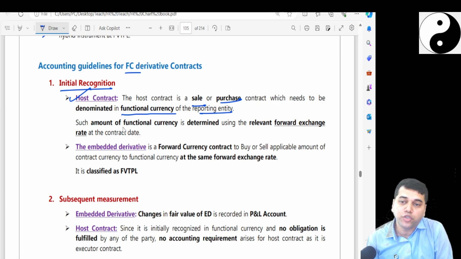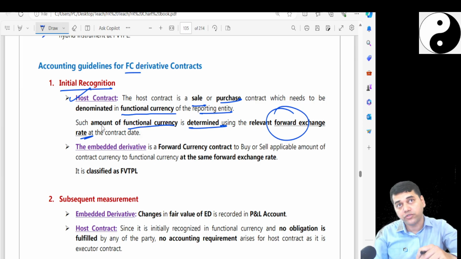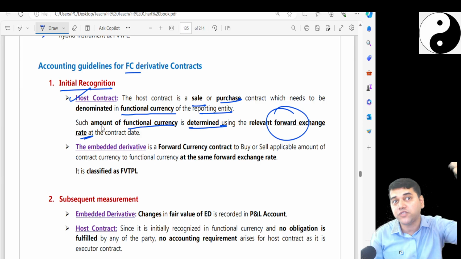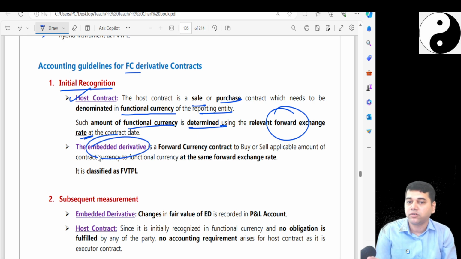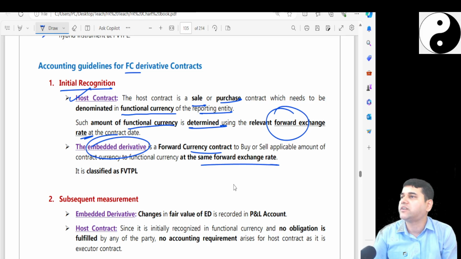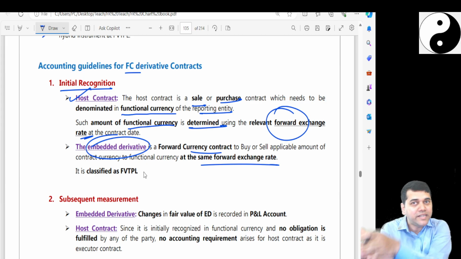Then what do you need to do? Functional currency is determined using the forward exchange rate. Right now, you have to see, on the date of settlement of the contract, which forward rate is applicable. At that rate, convert right now and pass the entries in INR. And the embedded derivative which you separated, treat it like a forward contract. Just now, we have not done it. Same, previously it was hidden.